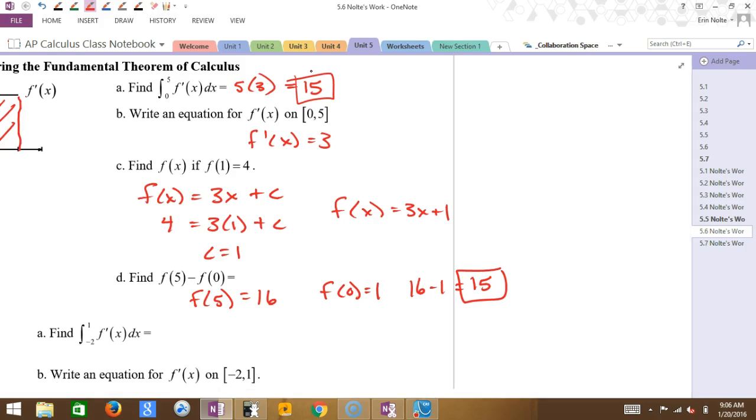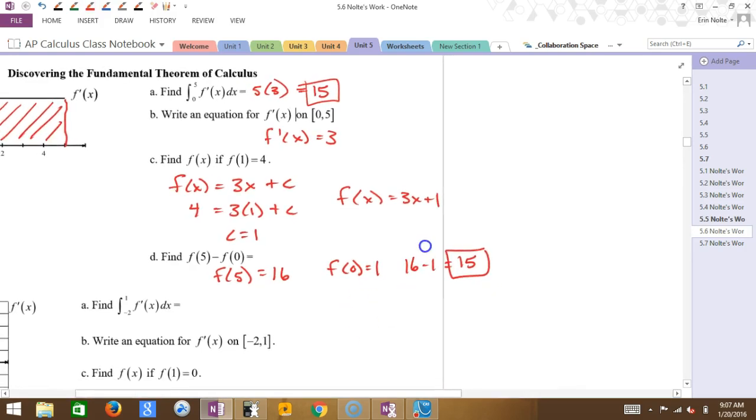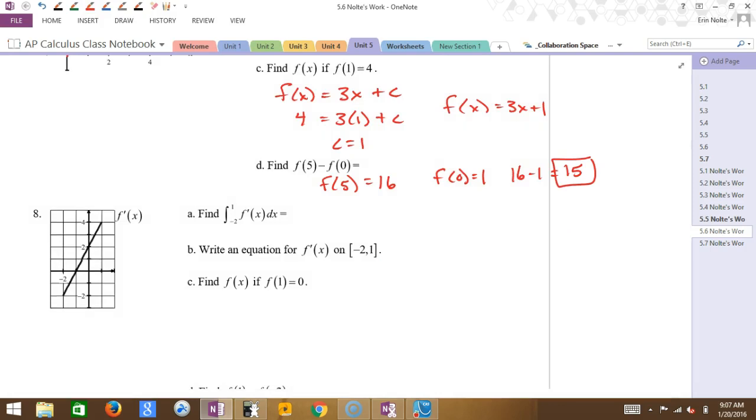So what this is giving us is the fundamental theorem of calculus. Finding the integral between two x values is finding the area underneath the curve. Very fancy. All right, let's do one more of these.